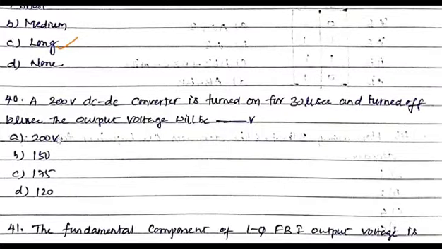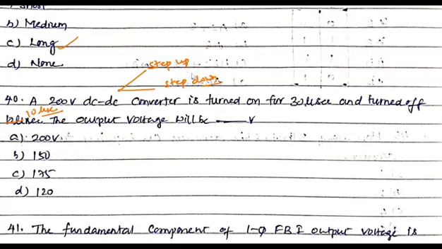Next one. So this question is from power electronics, right? A 200 volt DC to DC converter is turned on for 30 microseconds and turned off for 10 microseconds. The output voltage will be. So here in the question, the examiner didn't specify the type of converter it is. So there are two options here we have. One is step up, the second one is step down.